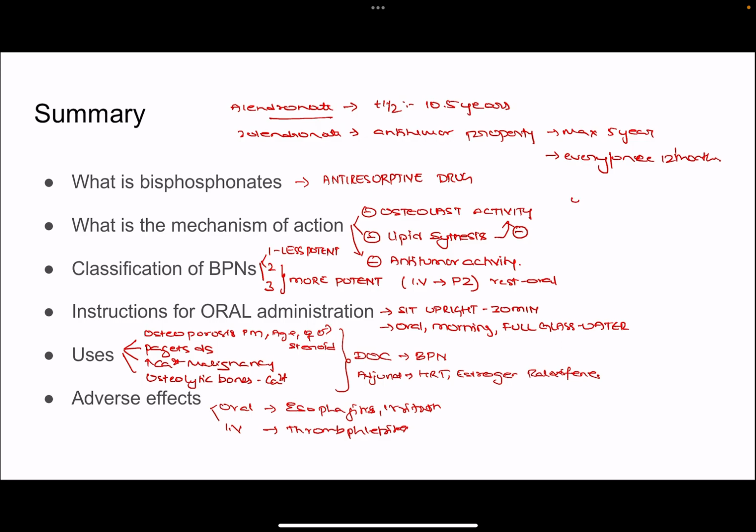And whenever you are giving oral bisphosphonates, you should avoid using them with chelating agents. So avoid use of bisphosphonates with chelating agents like iron, calcium, antacids, etc. So this was about the class on the bisphosphonates.